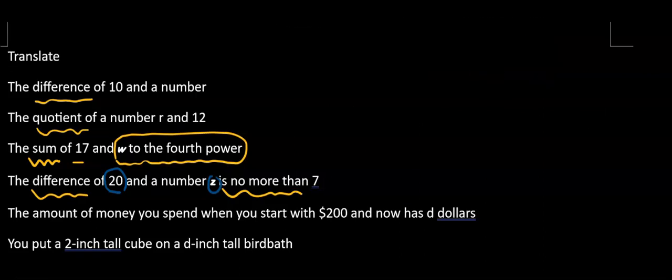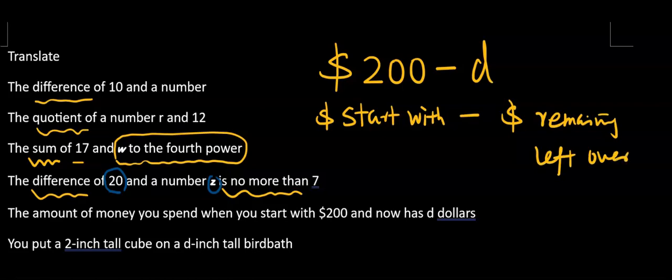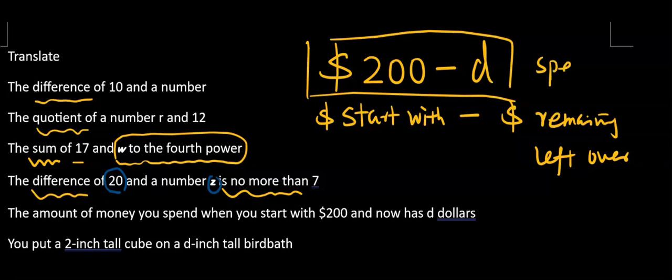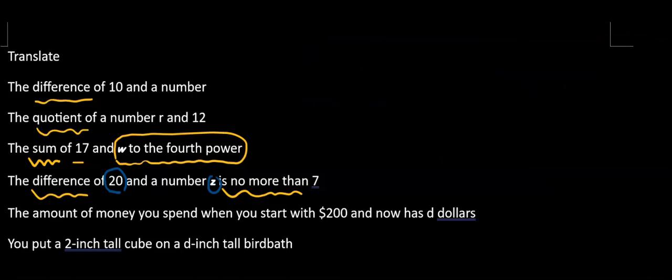The amount of money you spend when you start with 200. Good, we got $200 to start with. And now we have D dollars. That's how much we spend. So what is happening is you use the money you start with, subtract the remaining. Oh, you can say subtract the leftover money. And then you can figure out how much you spend. All right? That's a little story. You're translating it.